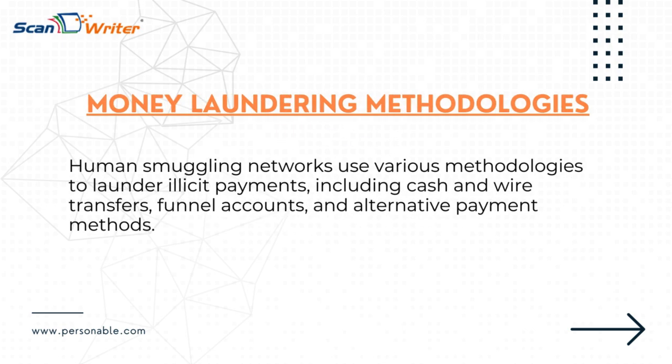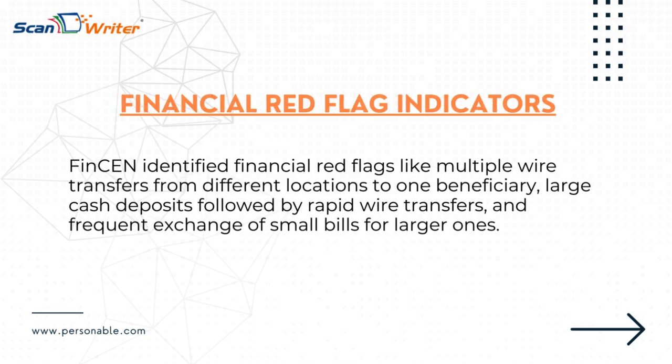Human smuggling networks use various methodologies to launder illicit payments, including cash and wire transfers, funnel accounts, and alternative payment methods. FinCEN identified financial red flags to help institutions detect suspicious activities. These include multiple wire transfers from different locations to one beneficiary, large cash deposits followed by rapid wire transfers, and frequent exchange of small bills for larger ones.